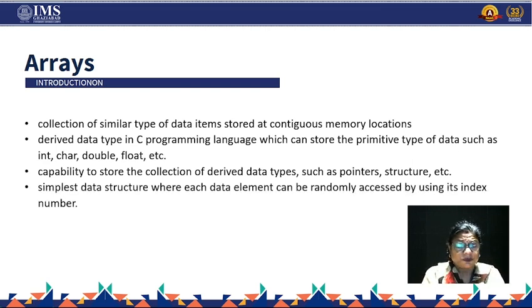Now, we can say an array is nothing but the simplest data structure where each data element can be randomly accessed by using its index number. What do you mean by randomly accessed? That means the values are stored one after the other, but if we want to access the value at, say, the fourth element, we can access it through the index number.